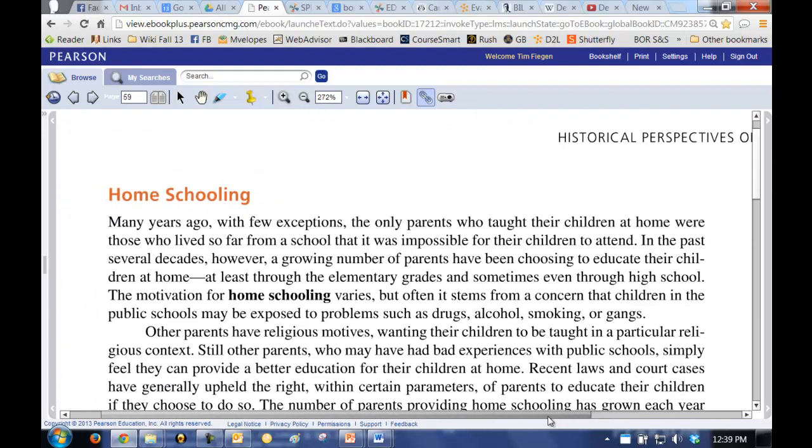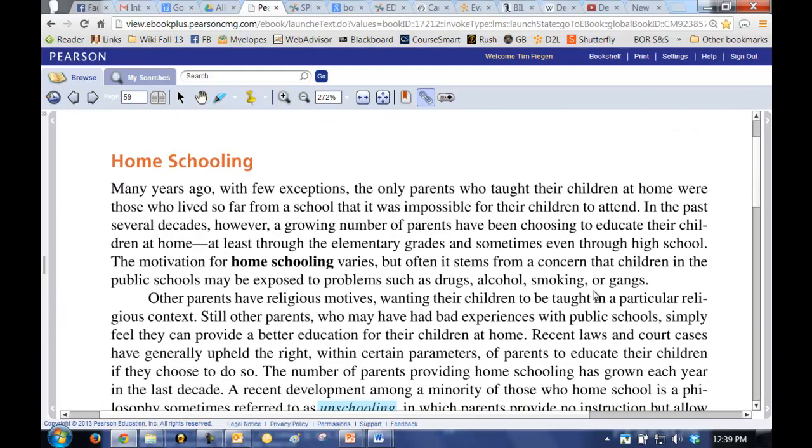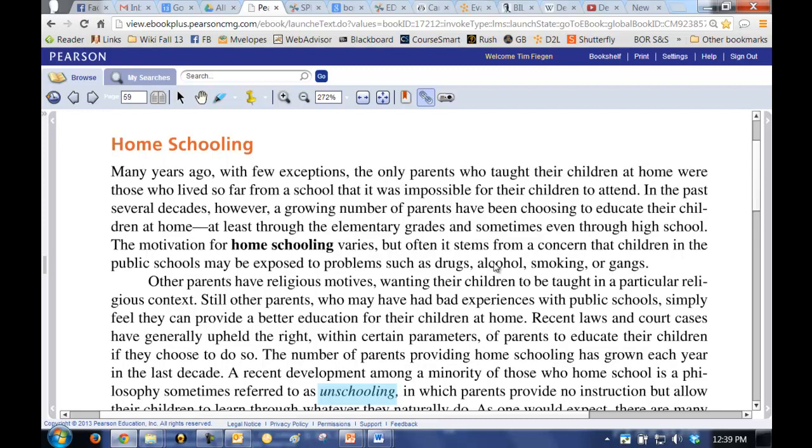Then there's homeschooling, and in this day and age, even 10 years ago this was unheard of. 20 years ago, nobody knew what this was, but today every one of you has heard of this, and it's just educating kids in the home. Children at home were those who lived far from school. It was impossible for children to attend. In the past several decades, however, a growing number of parents have been choosing to educate their children at home, at least through elementary grades, and sometimes even through high school.